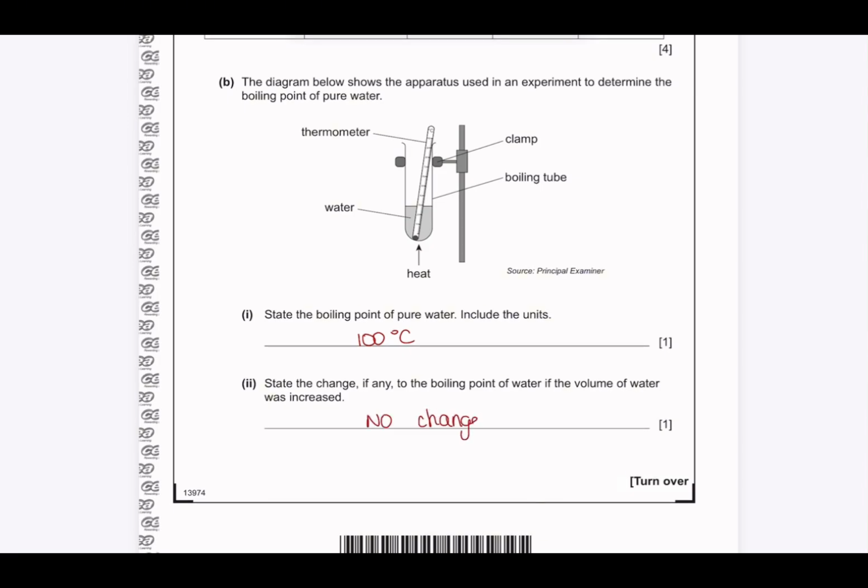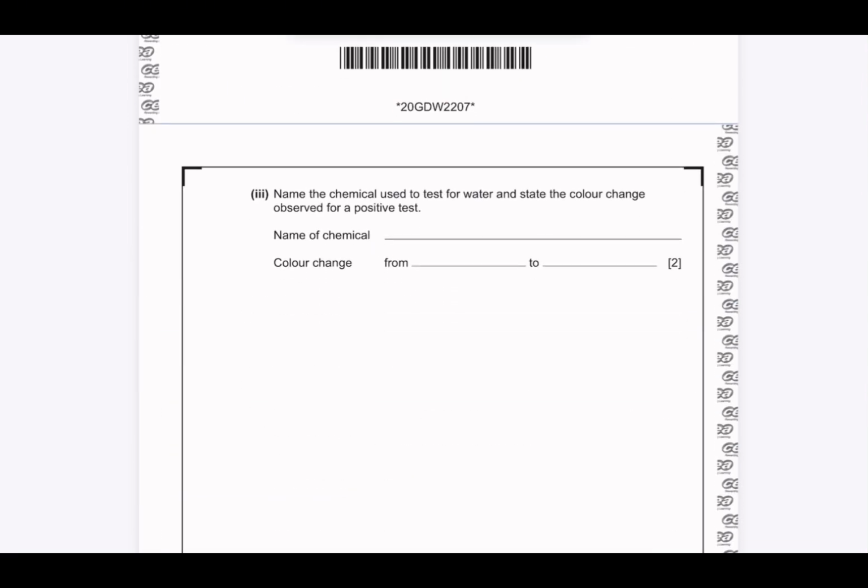Pure water boils at 100 degrees, and there's no change in the water there. Then we look for the test for water. So the test for water is anhydrous copper(II) sulfate. Please ensure you include the word II. It goes from a white solid to a blue solution. I didn't ask you to change the state there, but it is a white solid to a blue solution.